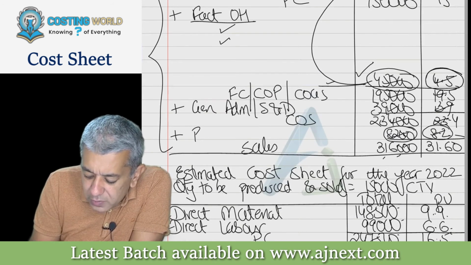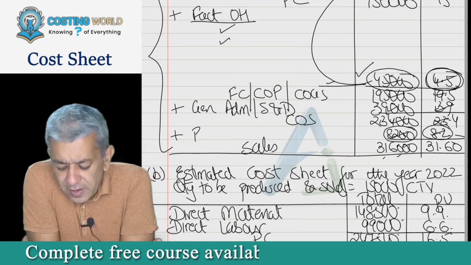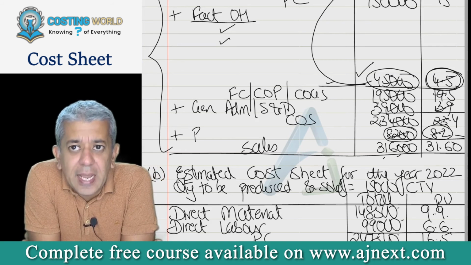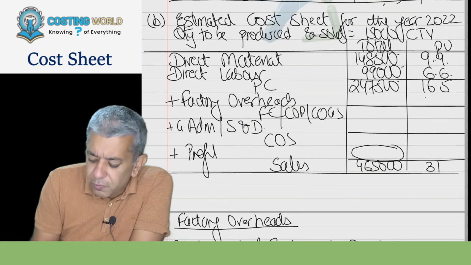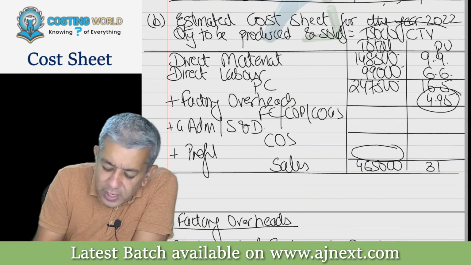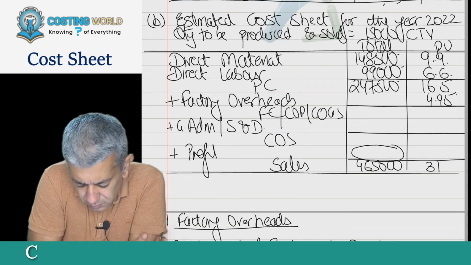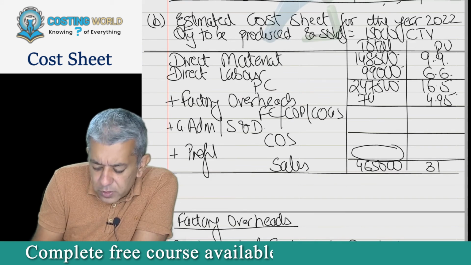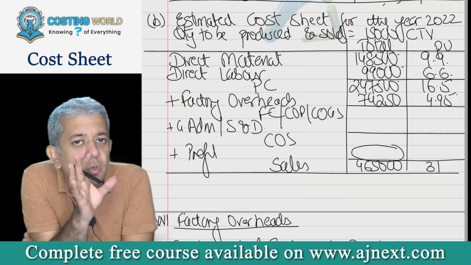Pick up your calculator. Factory overheads was 4.5. Add 10% to it. Tell me the new figure. 4.95. Now do 4.95 into 15,000. That will give you 74,250. Whichever way you do it, the answer is going to be the same.